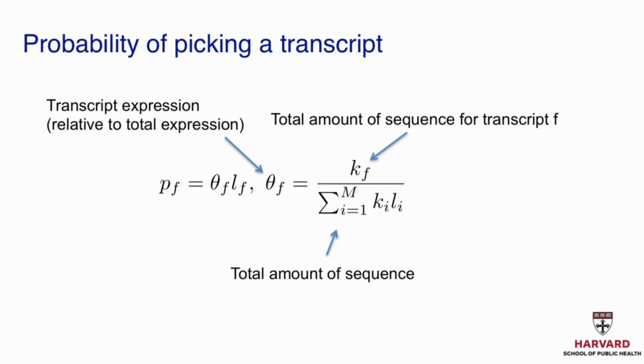If in a particular experiment you just happen to get more reads than in the other, you shouldn't report more expression. You should just report, or at least that's what we're doing these days, the transcript expression relative to the total. So using the previous notation, this is k f, the total number of copies of fragment f, divided by the total amount of sequence.